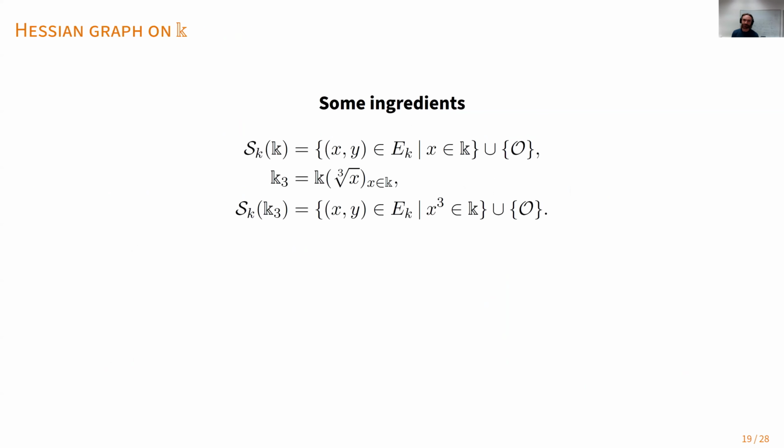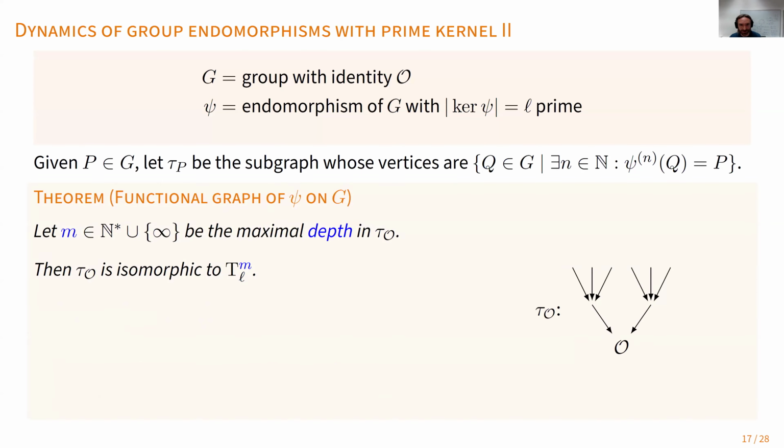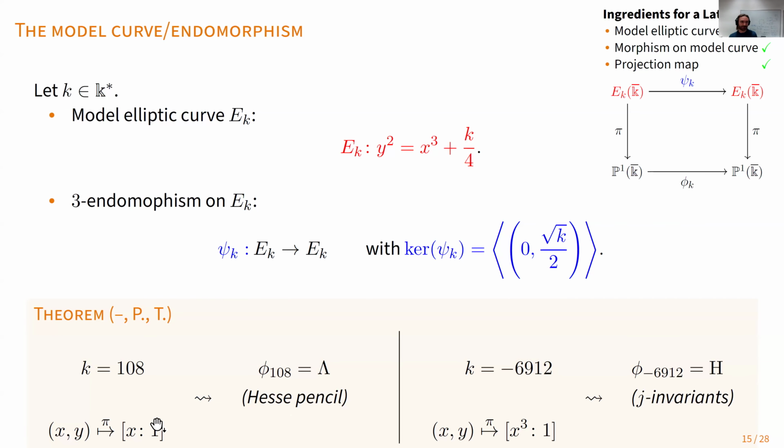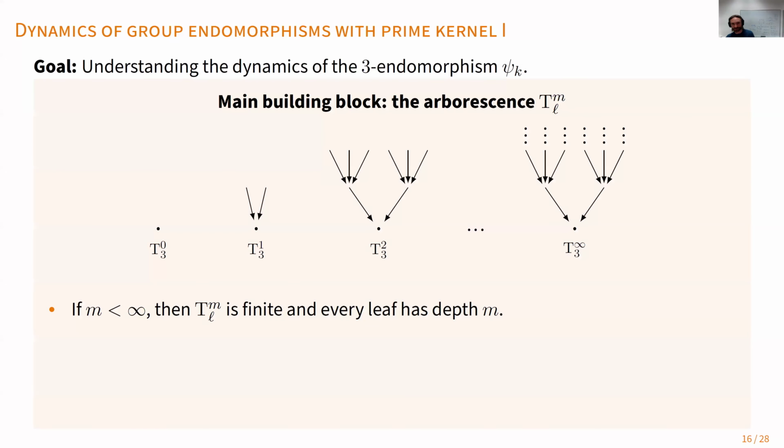Okay, so we actually had 2 projections to deal with. Let's go back to that because I forgot to stress it. Yes, we had two projections to deal with. The projection for the Hessian pencil was quite easy: you pick a point on the elliptic curve and you just take its first coordinate. It's slightly more tricky in the case of the j-invariant because you not only forget the second entry of the point, but you also cube the first entry of the point. So this cubing operation adds a layer of difficulty to understanding the Hessian map.